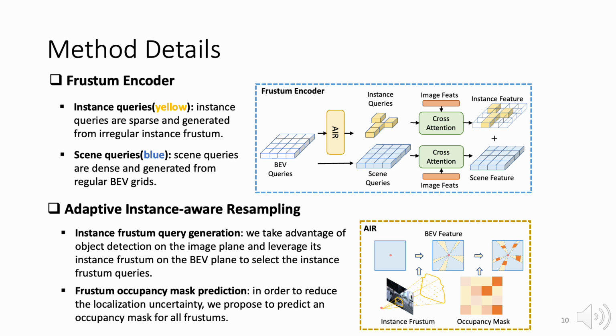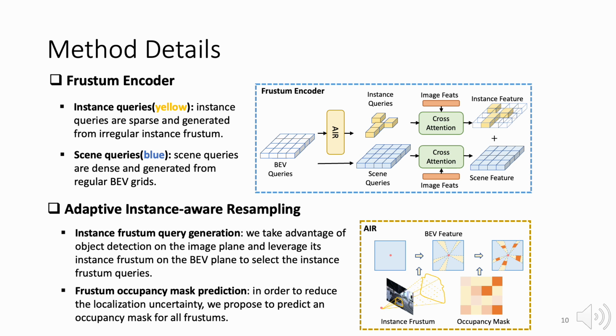As shown in the figure, instance queries are in yellow, generated from irregular instance Frustums, while scene queries are in blue, generated from regular BEV grids. The selection of instance queries is made via adaptive instance-aware resampling, which consists of instance Frustum query generation and Frustum occupancy mask prediction. In instance Frustum query generation, we take advantage of object detection on the image plane and leverage its instance Frustum on the BEV plane to select the instance Frustum queries.